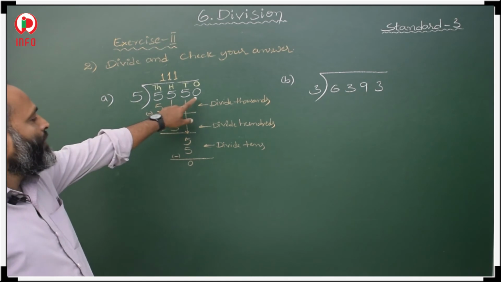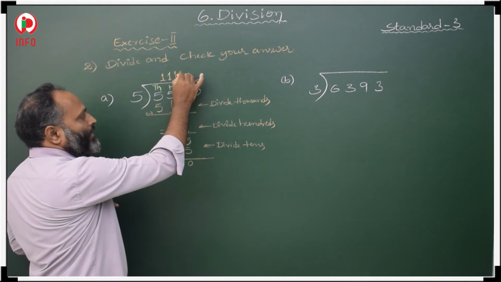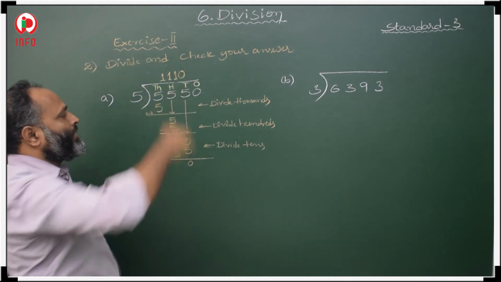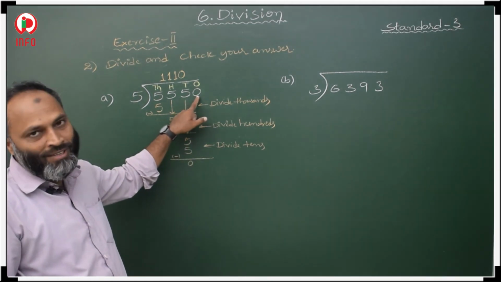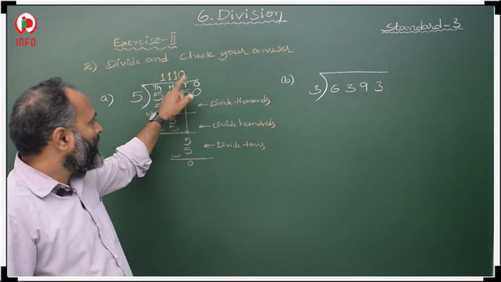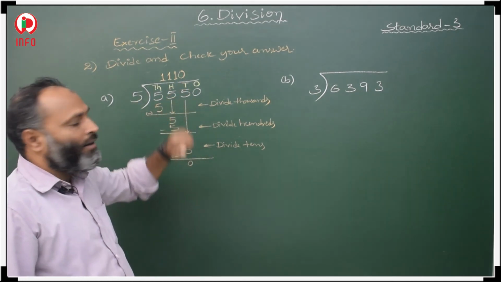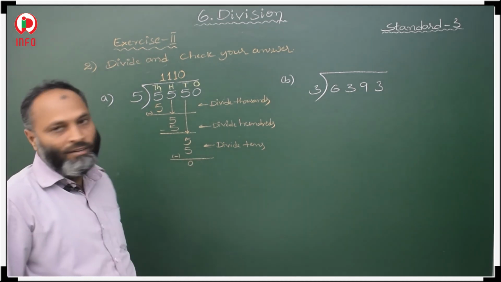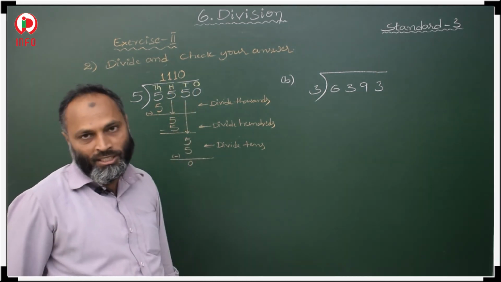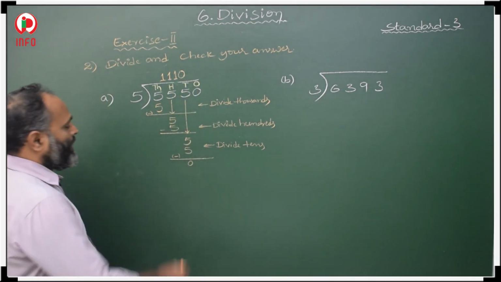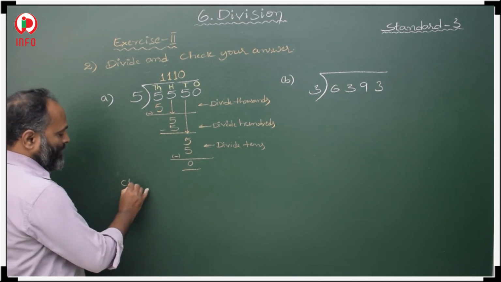Here in the ones place 0 is there, so 0 is left, so that 0 we have to keep in the quotient. If 0 is in the ones place, then we have to keep 0 in the quotient. So no need to divide that ones place. Why? Because in the ones place 0 is there, that 0 we keep in the quotient. Okay. Now the remainder is 0. So like this we have to divide, then after that we have to check.